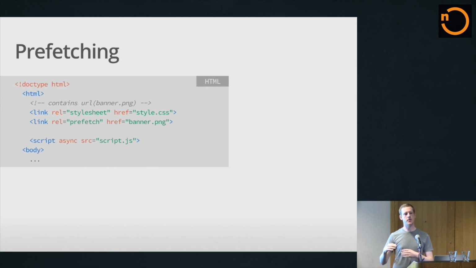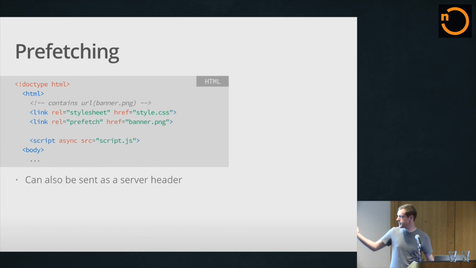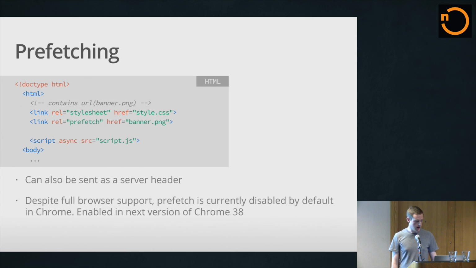So you want to be making sure that resources are known as soon as possible by literally putting them into the head of your page. It can also be sent as a server header. It was actually disabled in the current version of Chrome. I have no idea why, but this is an old problem, so prefetching like this is supported across browsers, in older versions of IE as well. But Chrome had it disabled. They have recently re-enabled it for Chrome 38.